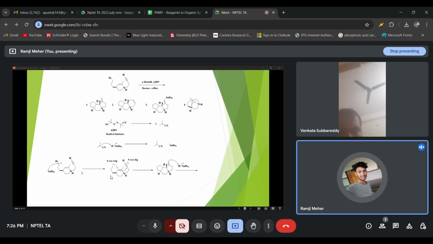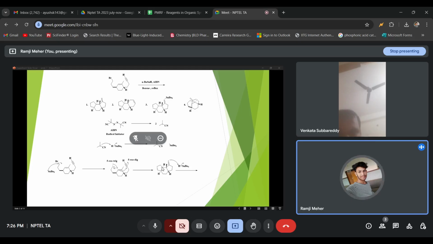You don't know how the Baldwin rule and how the orbital overlap will be possible by the Baldwin rule or not. If it attacks in that particular case, what will you get? You will get a secondary radical, along with a fused bicyclic compound. Do you think the fused bicyclic compound is much more stable as compared to the normal bicyclic compound? You will get a fused bicyclic compound.